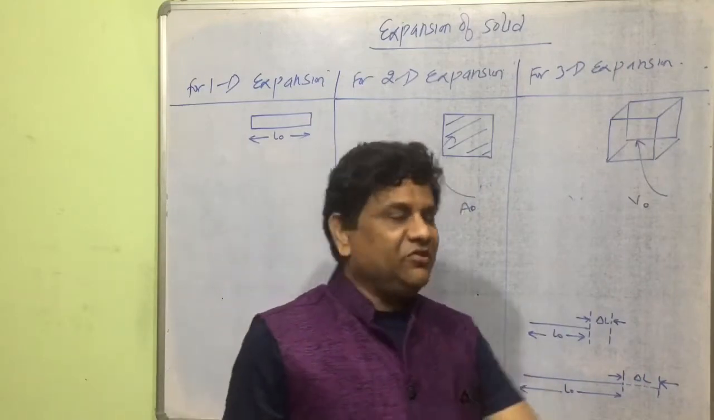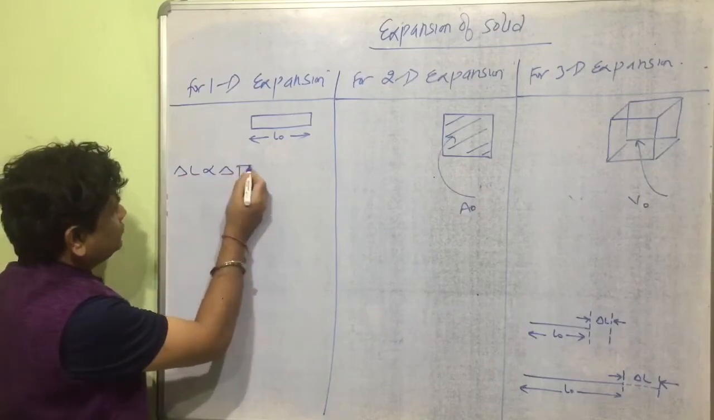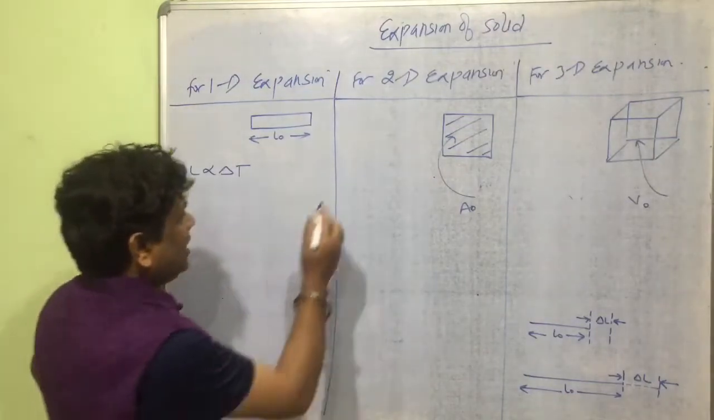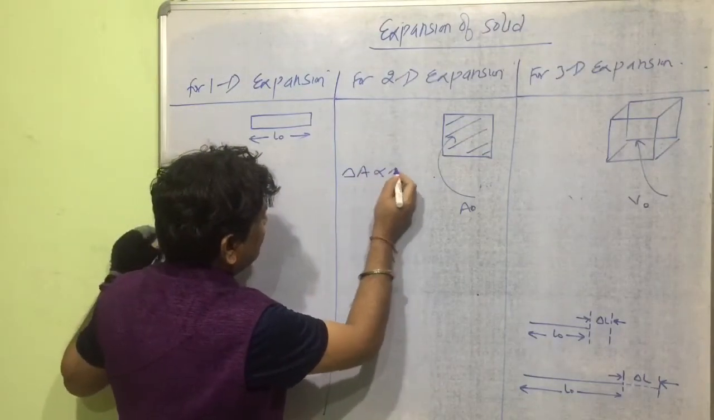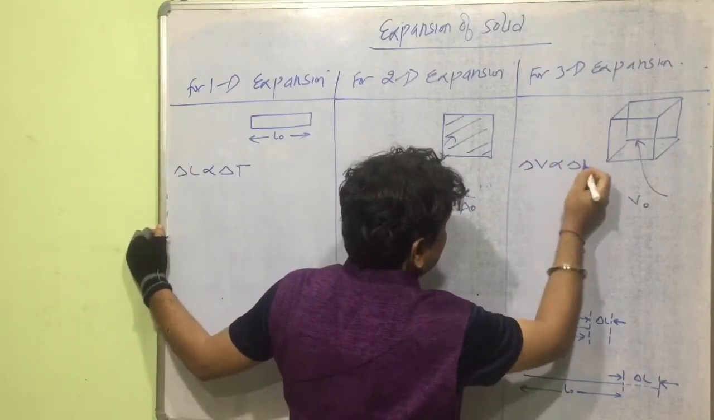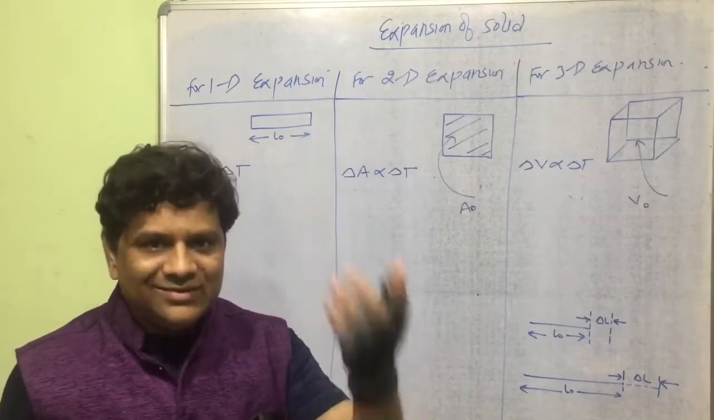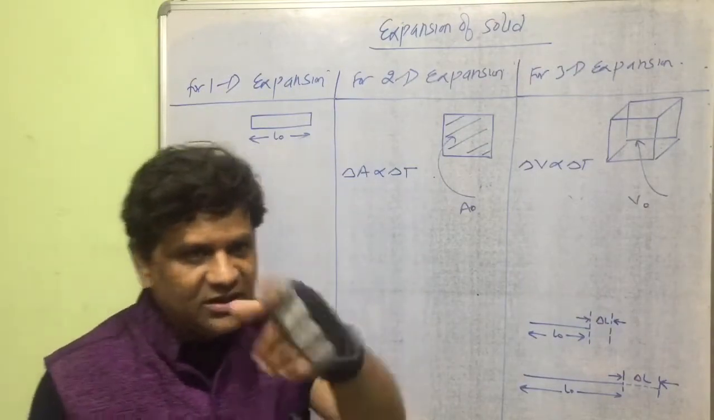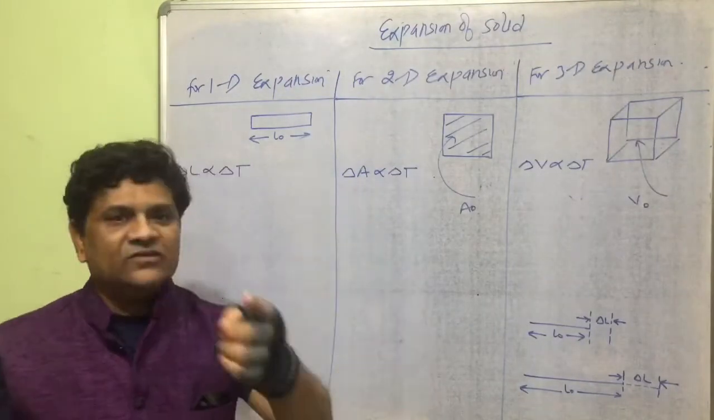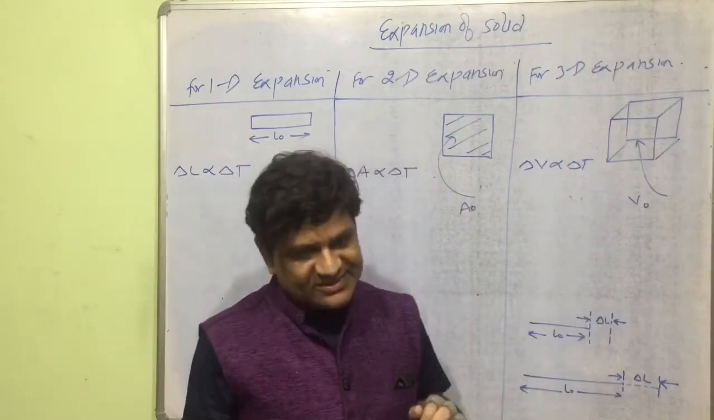Now we can take some relations. ΔL is directly proportional to ΔT, ΔA is directly proportional to ΔT, and ΔV is directly proportional to ΔT. As temperature increases, length also increases. Temperature increases, area also increases. And if temperature increases, volume also increases.